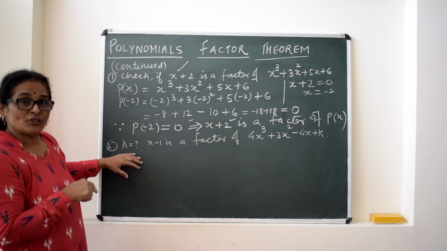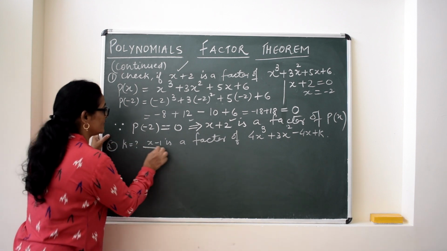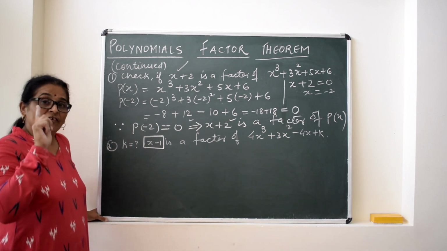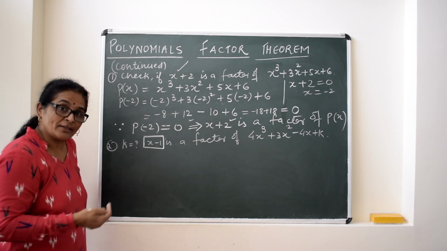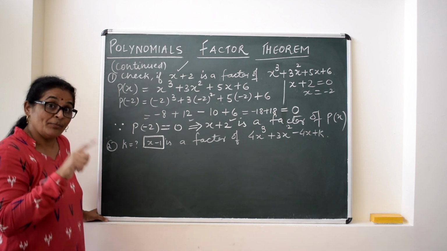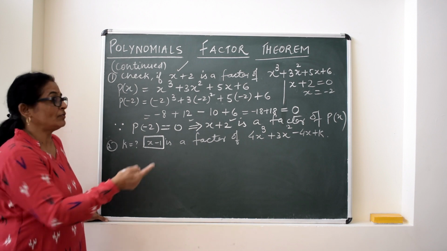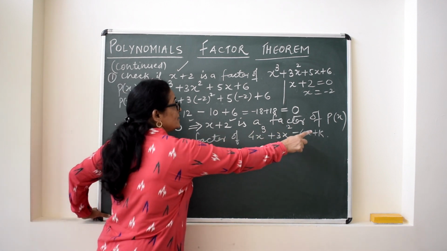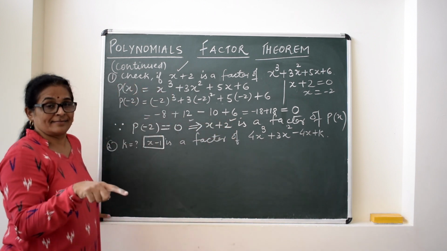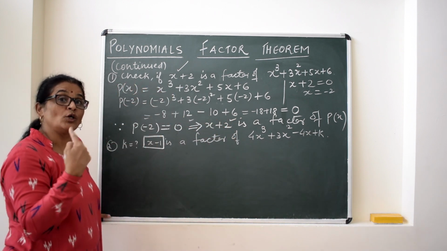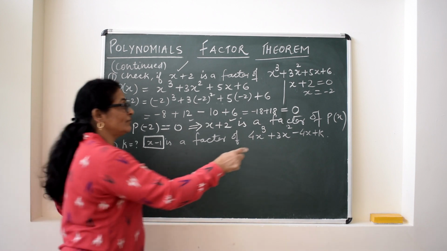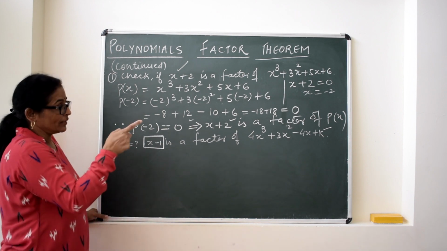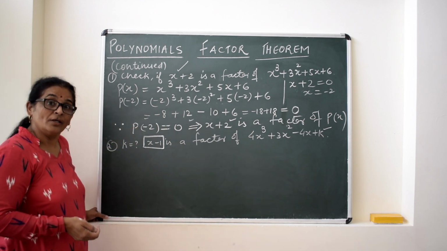Now if in a question it is already given that this is a factor, that means the second part: if x minus a is already a factor of the given polynomial, then p of a is 0. So that concept we will apply over here, and when we apply that concept, we will see there is some variable other than x. That will give us an equation in that variable which is not known to us. So by using the factor theorem, we can find out the value of that unknown quantity.